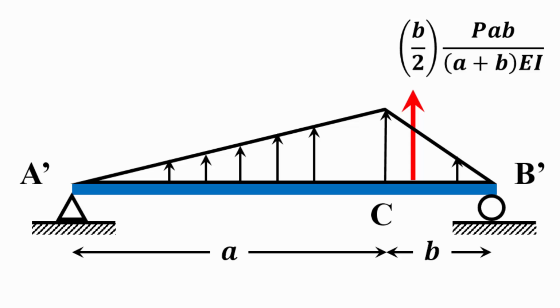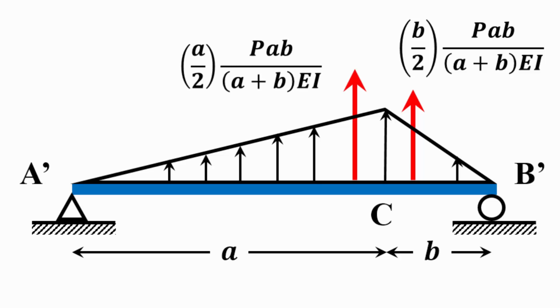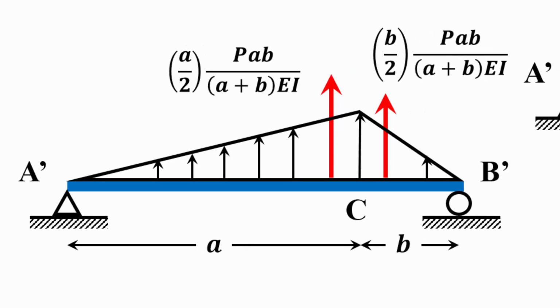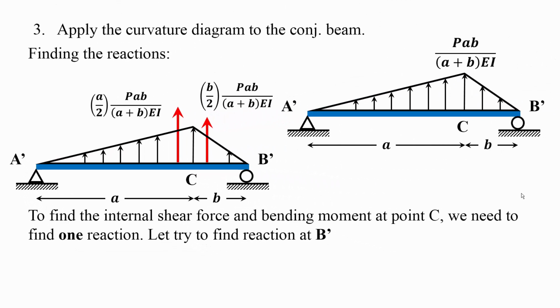So the right triangle will have a load B over 2 multiplied by PAB over (A plus B)EI, and if I do the left triangle, it's going to be A over 2 multiplied by PAB over (A plus B)EI. Now, to find the internal shear force and the bending moment at C, we need to find one reaction. We don't bother solving for both reactions, okay? I will do it using the reaction at point B. I'll take the summation of the moments about point A, and if I do this correctly, I should end up having the reaction at point B.